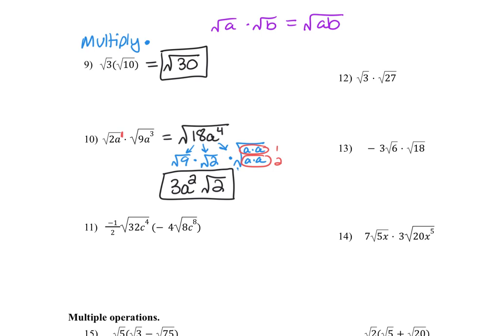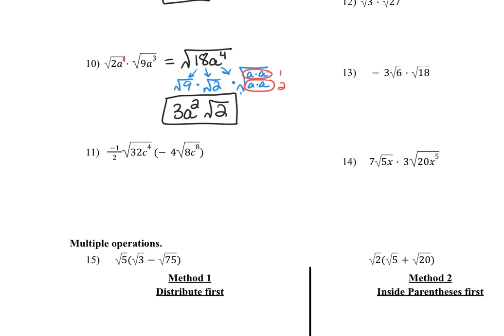Number 11, sometimes we're going to have numbers on the outside. Those numbers on the outside: negative 1/2 times square root of 32c to the 4th times negative 4 square root of 8c to the 8th. The numbers on the outside of the radical sign are allowed to be multiplied together, just like the numbers underneath are allowed to be multiplied together. You cannot mix and match though. If it's outside, it can only be multiplied with an outside.